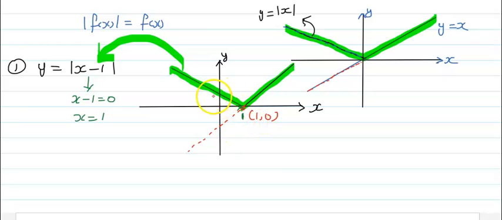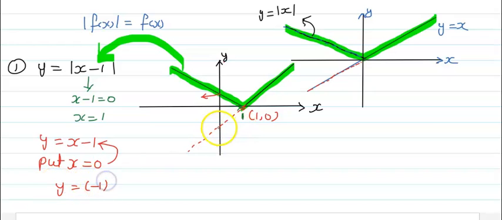Okay, if you need to find the coordinate of this point, see here, this is the y-axis, and on the y-axis x will be 0. We have y equal to x minus 1. If we put x equal to 0 in this equation, then y will be minus 1. So the minus 1 point will be here, x 0 and y minus 1, because this is a reflection and it will follow symmetry.